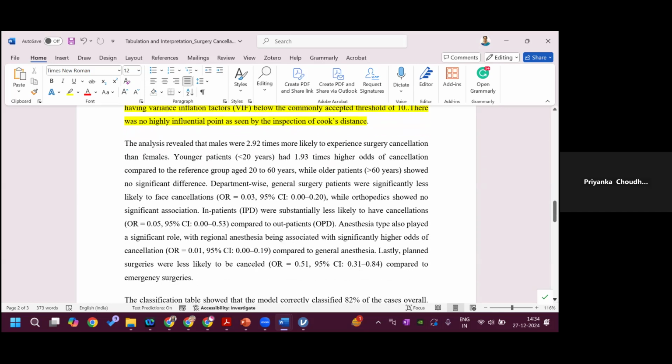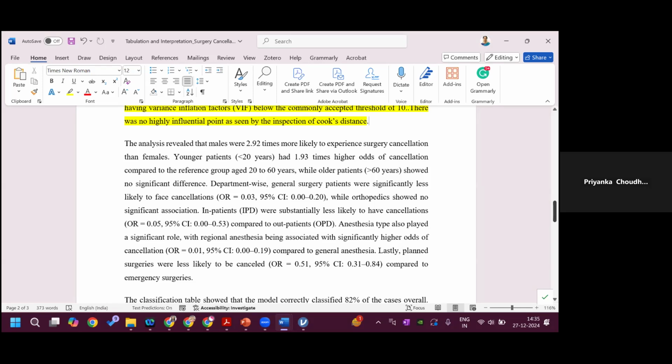The analysis revealed that males were 2.92 times more likely to experience surgery cancellation than females. Younger patients less than 20 years had 1.93 times higher odds of cancellation compared to the reference group aged 20 to 60 years, while older patients more than 60 years showed no significant difference. Department-wise, general surgery patients were significantly less likely to face cancellation with an odds ratio of 0.03 with 95% confidence interval of 0.00 to 0.20, while orthopedics showed no significant association.